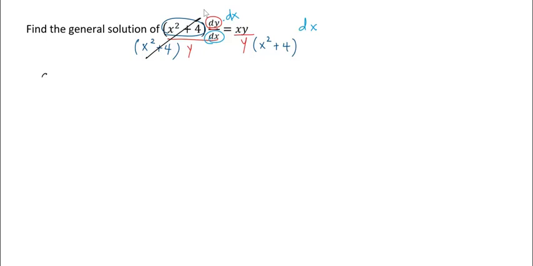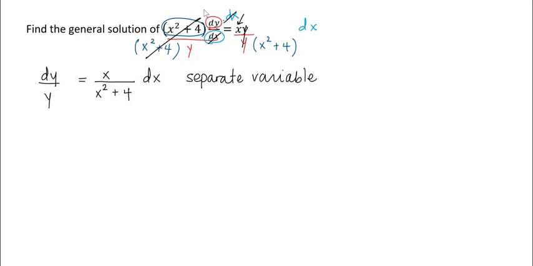On the left side, I would only have dy divided by y, because the dx would also cancel out. On the right side, I would have the x that was already in the numerator, divided by the x squared plus 4 that we divided from both sides. These y's would cancel and there would be a dx at the end. So we've done all this algebra in the beginning just to start off and separate the variables. Now that we have the variables separated, we're going to come in and integrate both sides.